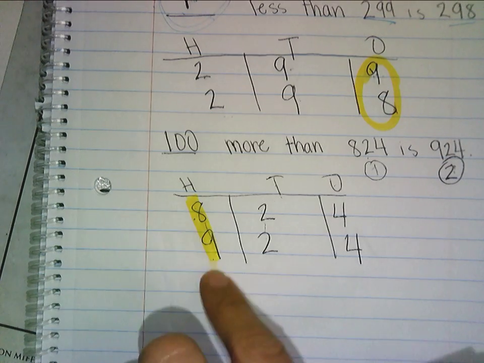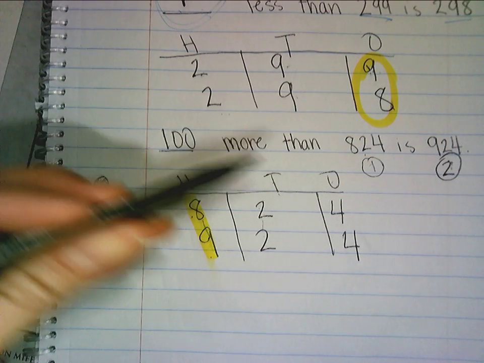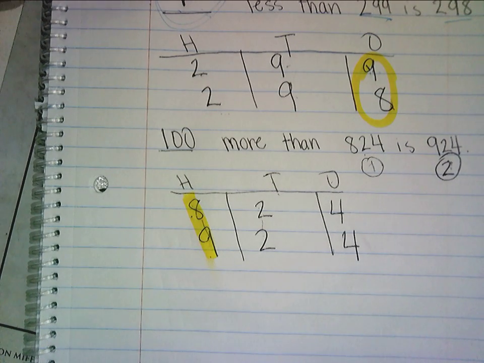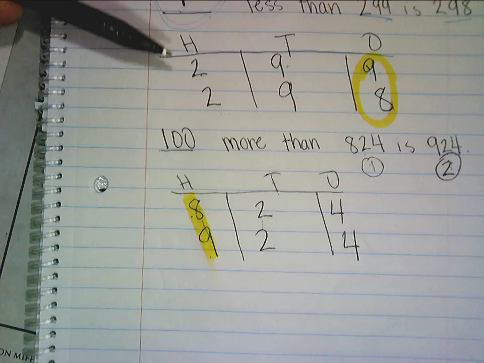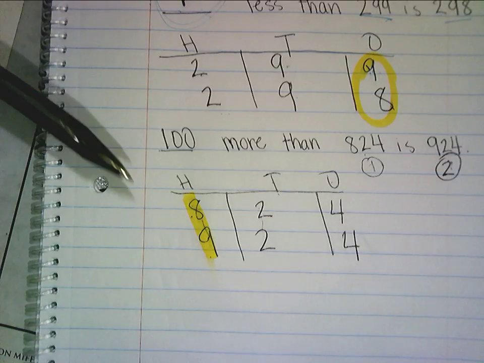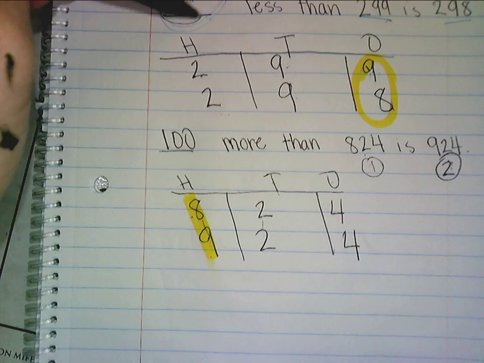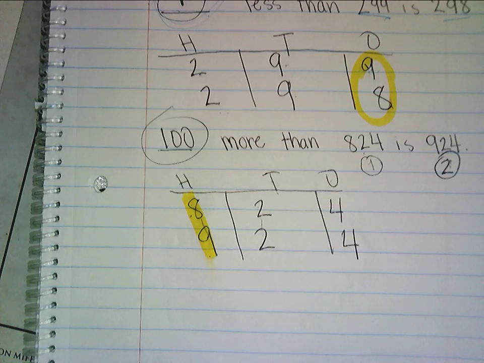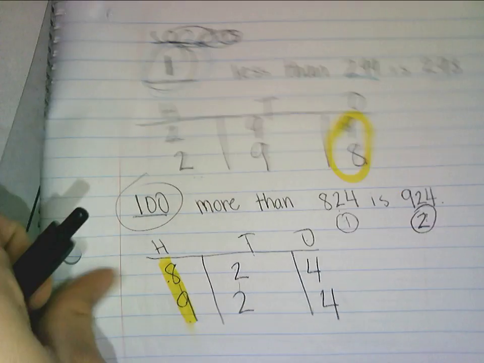So you gotta look at which place changed to be able to fill that in. If it's 1 more, 10 more, 100 more, 1 less, 10 less, or 100 less. If that makes sense. So you gotta figure out that part. Okay? Let's look at your problem set.